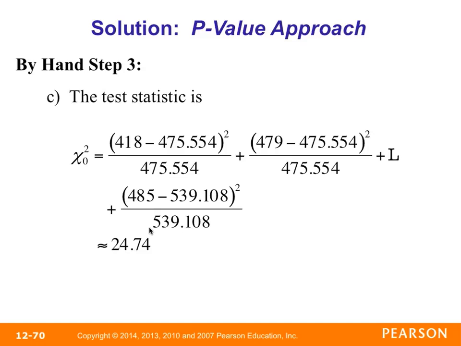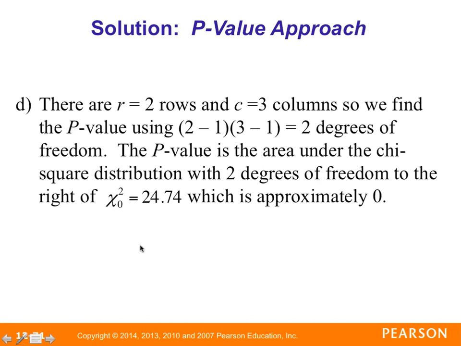We go ahead and compute our test statistic by taking 418 minus 475.554. So we take what we actually observed minus what we would expect, square that, divided by what we would expect, same as all other chi-squareds, and then we add them all up, and we should get 24.74.